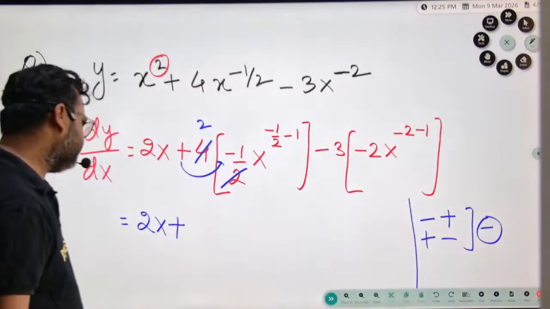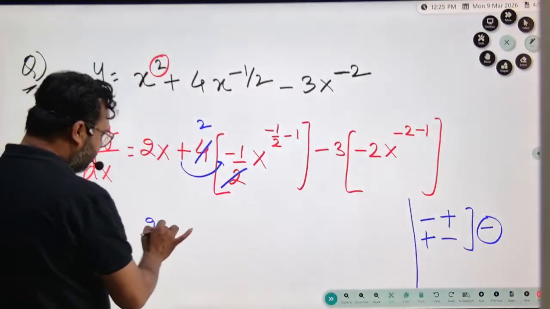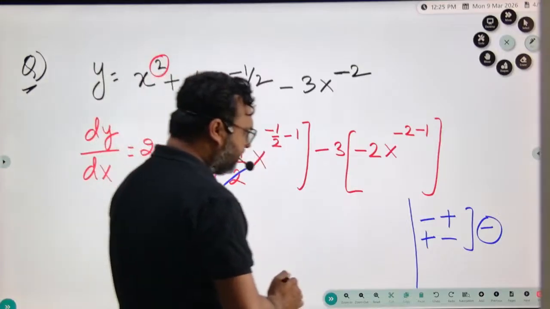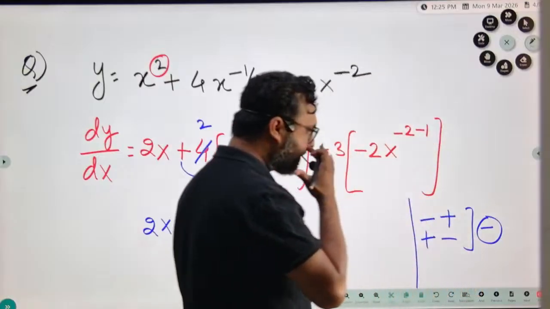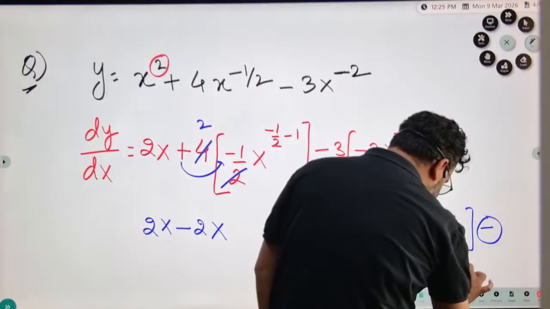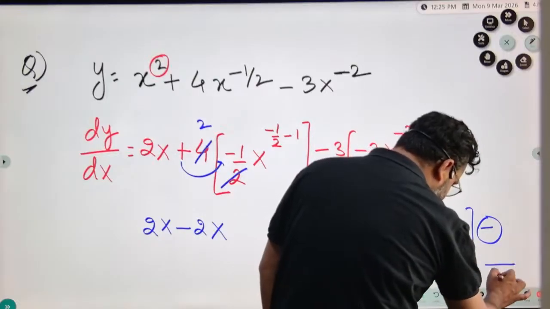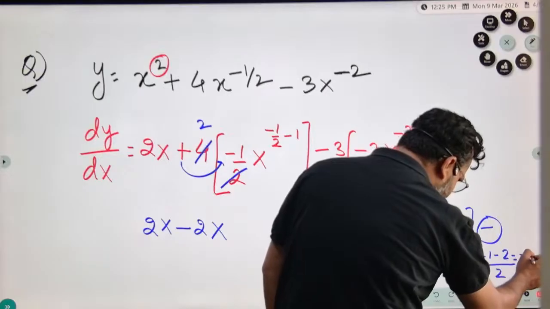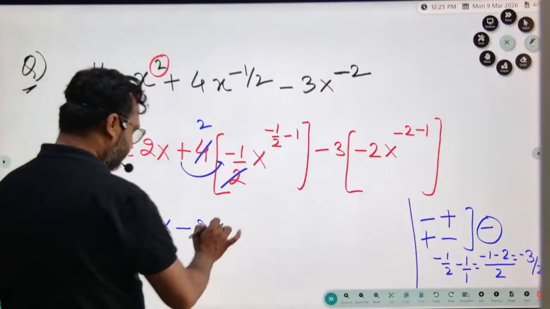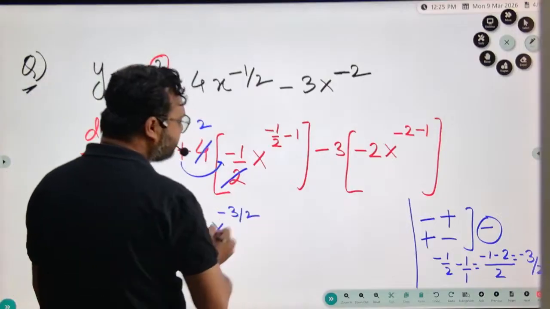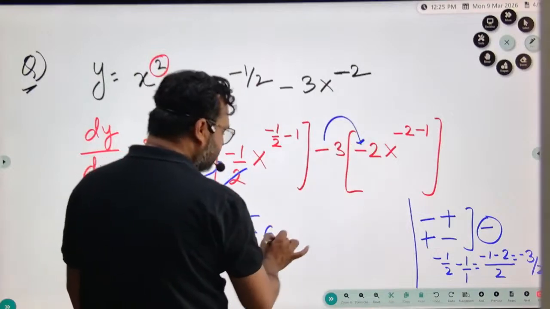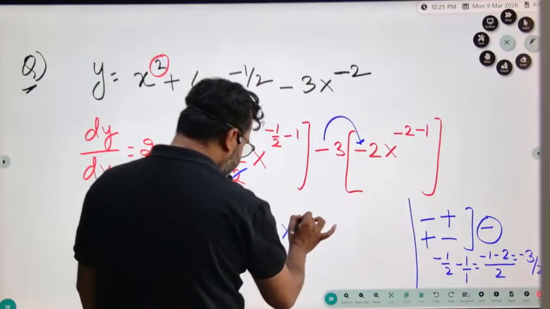What is plus times minus or minus times plus? It is negative. Clear? So this is 2x minus 2 x raised to the power, what is minus 1 by 2 minus 1? Minus half minus 1. So LCM is 2, right? So minus 1 minus 2 is minus 3 over 2. So x is raised to minus 3 over 2. Then minus minus is how much? Plus. 3 times 2 is 6. Take 3 x to the power minus 2 minus 1, what is that? Minus 3.